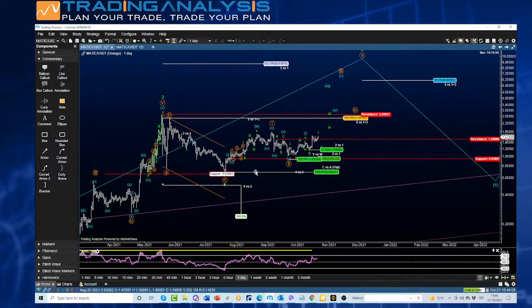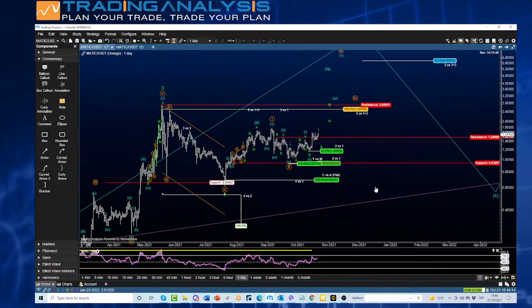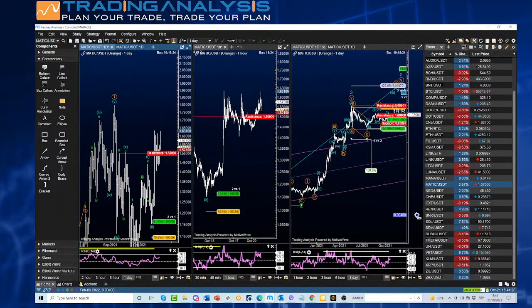So I'm still going to hold this wave count. There are no wave count invalidation levels. We are developing nicely, so I'm going to keep holding the bullish view on the MATIC, and I will look for a further expansion on the upside on MATIC as well. Let's see what's going on with Ethereum, Bitcoin.